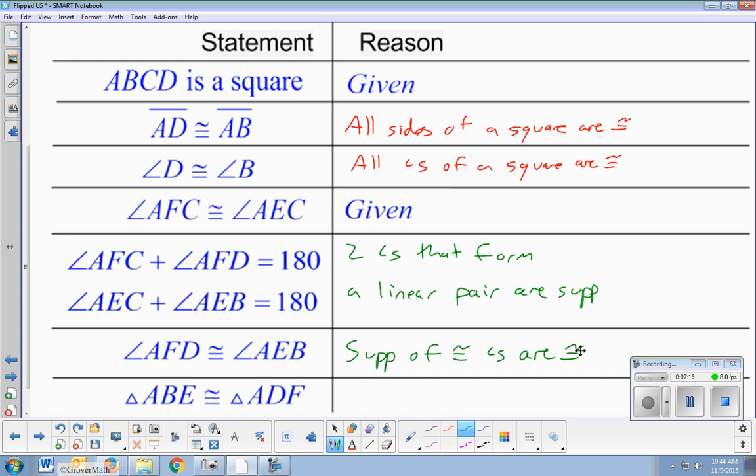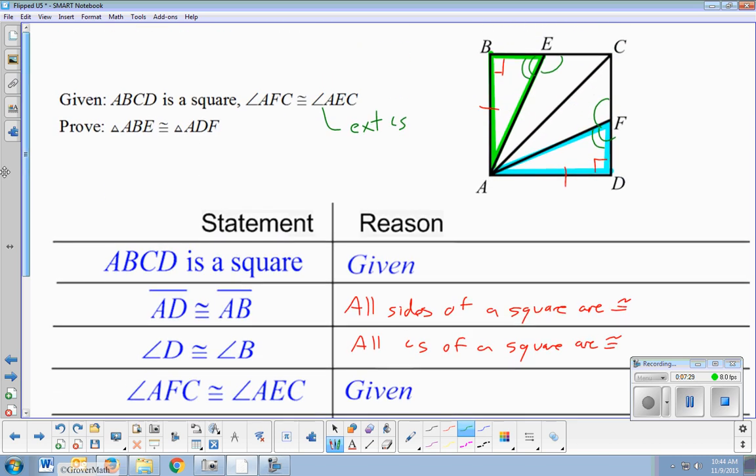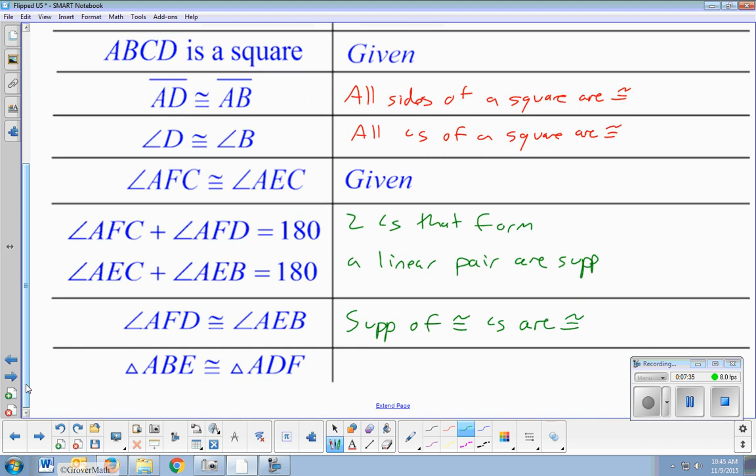Do not say supplementary angles are congruent. That is not necessarily true, unless they're both 90. But supplements of congruent angles are congruent. That is definitely a true statement. So that got us that. We had the angle here from all angles congruent. We have a side here. So this is an angle, angle, side proof, congruent to angle, angle, side.